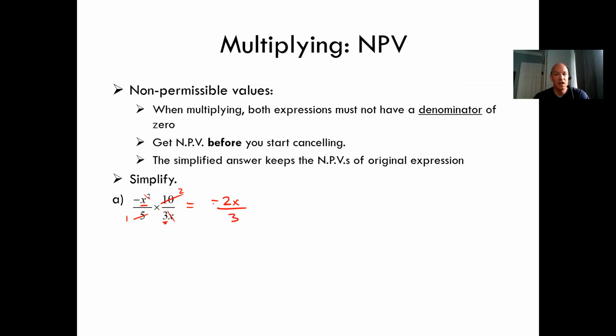Now, when we did this, I didn't get the non-permissible values right away, which was actually my bad. I really should have. If you forget, it's not a big deal. Just don't go, well, this has no variables in the bottom, therefore it has no non-permissible values. That's wrong. This right here tells me x cannot be equal to 0. So when I simplify, I can say that this complicated business simplifies down to negative 2x over 3, but I also have to say x cannot be 0. So provided x is not equal to 0, that is the simplification.